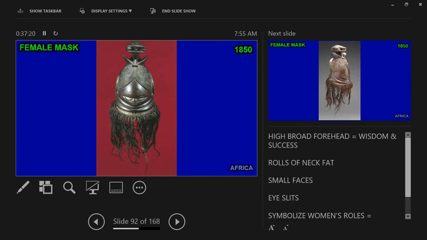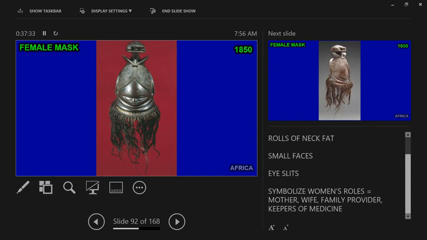And the high forehead on these figures denotes wisdom and success. Notice the rolls of neck fat and the small faces and the eye slits. That symbolizes the women's roles as mother, wife, family provider, and keepers of medicine.